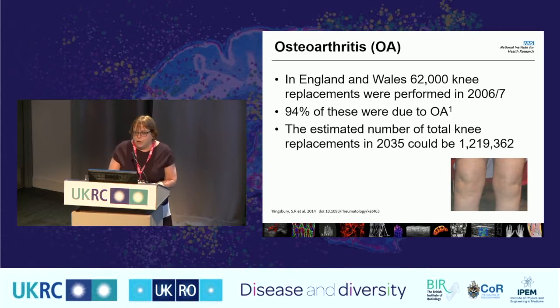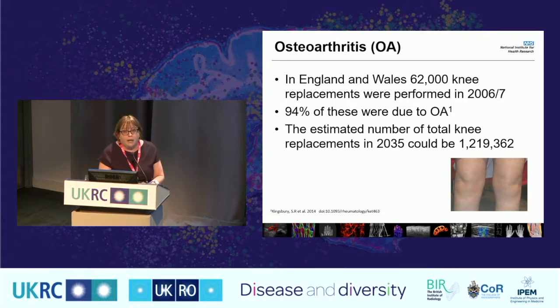We can go to the joint registry where we can find out what joints have been put in, but trying to find out about other interventions that happened within the NHS is very hard because everything's not so specific. So some of the stats may look quite old in my presentation, but unfortunately there aren't a lot of recent stats. In England and Wales, in 2006 and 2007, over 60,000 knee replacements were performed, and 94% of these were due to osteoarthritis.